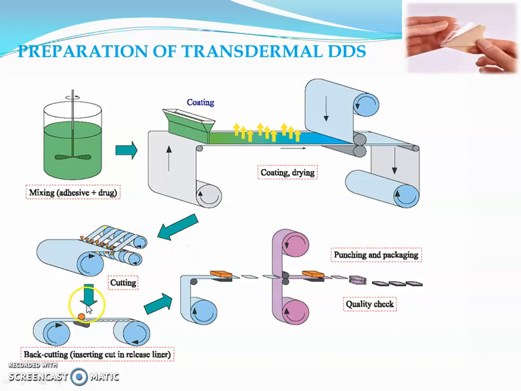After cutting, the backing layer as well as the liner are applied, and finally the film which is formed is punched and packed into the container, and finally the packed film is checked for quality, and thus the transdermal film may be formed by using such equipment. So this is all about the components of the transdermal drug delivery system.